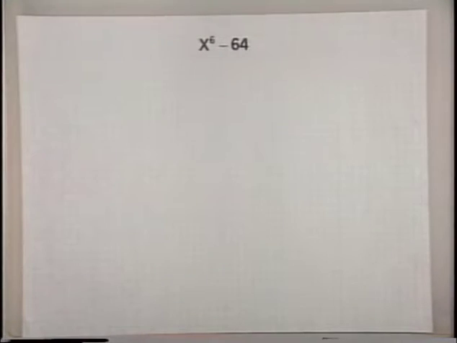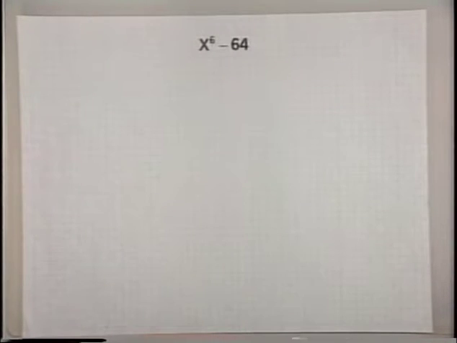X to the 6th minus 64. I wanted to do this problem last because it's a little bit unique in some of its characteristics, and we're going to discuss what we might want to do with this problem. First of all, notice that there is not a greatest common factor for these two terms. Since it is a binomial, I will check first to see if this is a difference of squares.